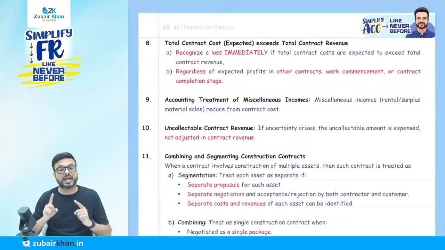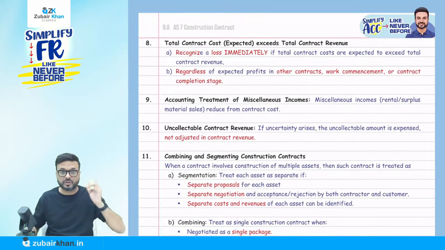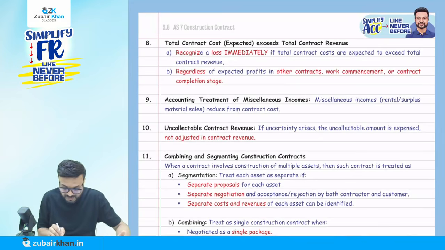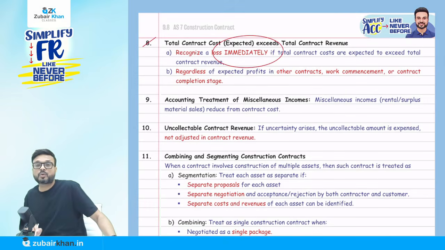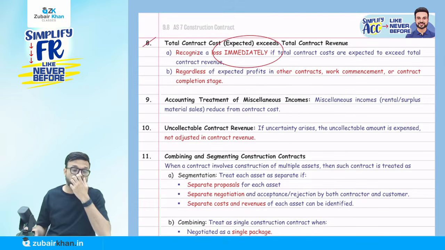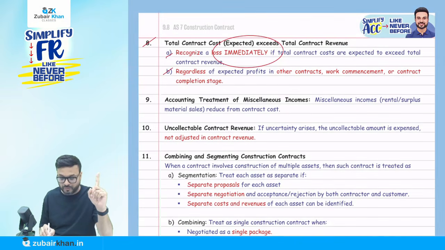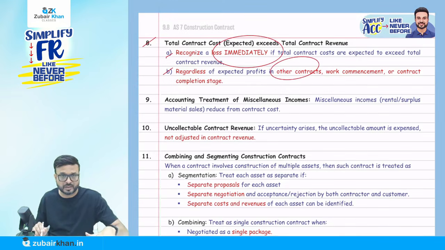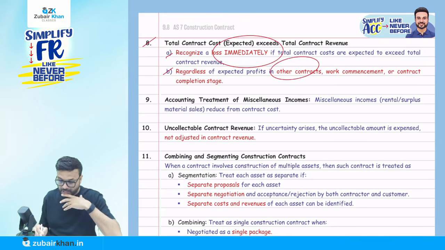So they say we have to recognize the loss immediately. We cannot give excuses. This is also very important; it has been asked so many times. Immediately, if the total contract cost is expected to exceed the total contract revenue, regardless of expected profit, we cannot say that in this contract there is a loss but there is profit in another contract. No, we find the profit or loss on a contract basis, regardless of how much work has been done.